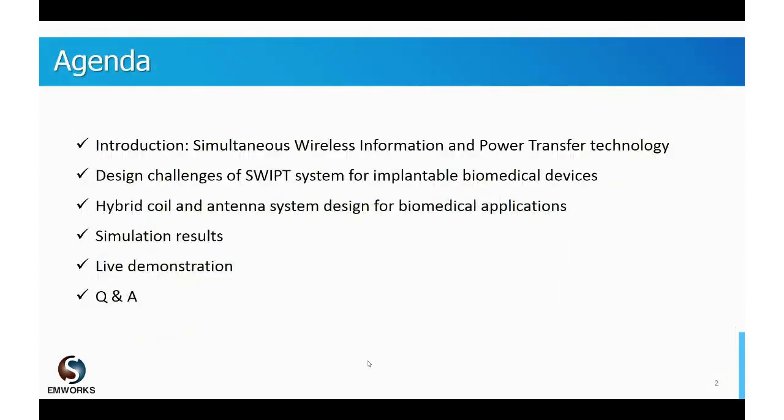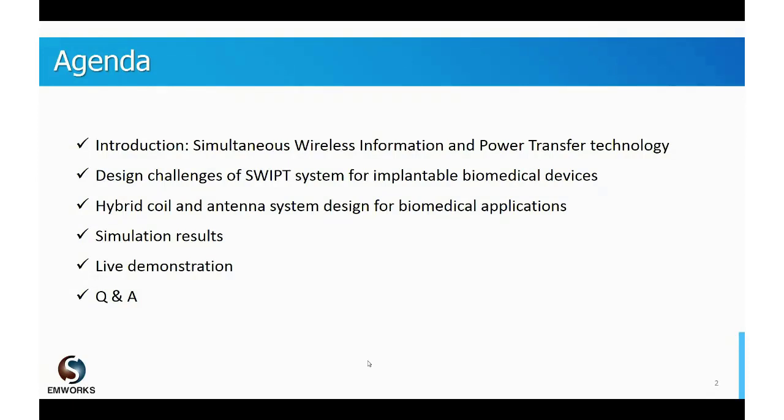We'll give you a brief introduction to the context in which today's webinar is situated. Again, it's on SWIPT, and we'll cover very briefly some of the challenges that the design of SWIPT systems can pose, and we will focus more specifically on biomedical implantable devices. That will be the focus of today's webinar. Specifically, the SWIPT system will have a hybrid coil for power transfer, and antennas for information transfer. We'll go over those.